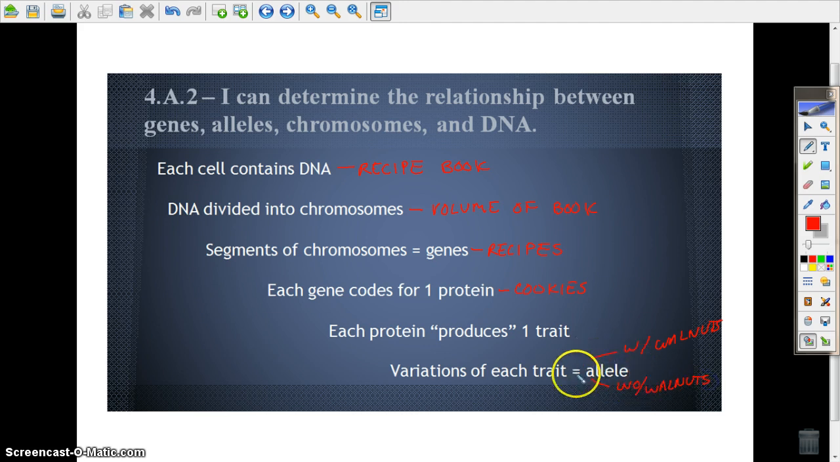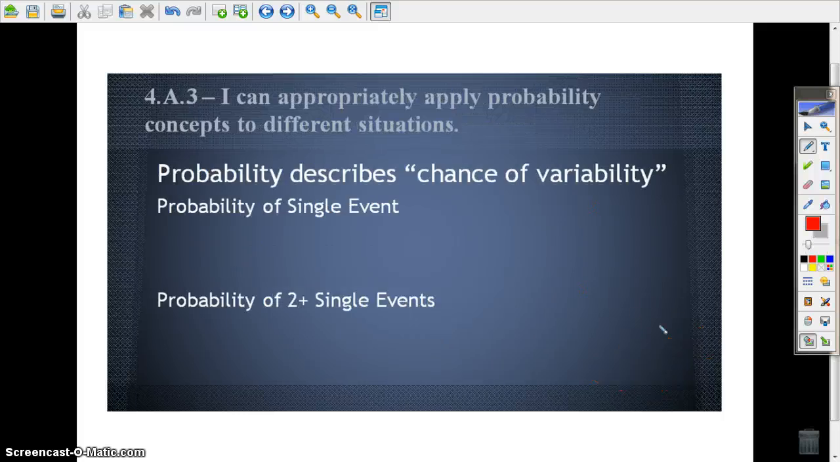So these alleles are going to be different variations of the same gene. They're all going to code for the same trait, but they're going to be just a little bit different. All right, so an example of this would be, for instance, somebody who has brown hair is going to have a different allele of the same gene as somebody who has blonde hair. And which allele we get is largely due to chance. So probability describes the chance of that variability.